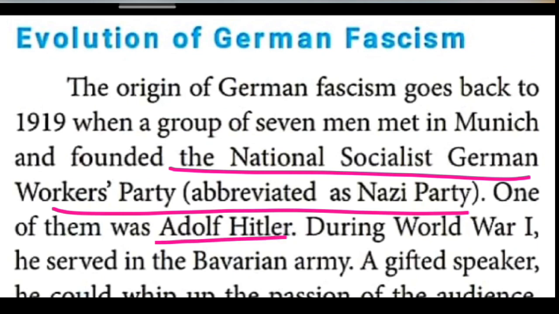During the First World War, he worked in the Bavarian army. Then he was a gifted speaker, otherwise we can say he was a good orator. He could whip up, what is the meaning? Excited. People used to get excited by hearing Hitler's voice, Hitler's speech.